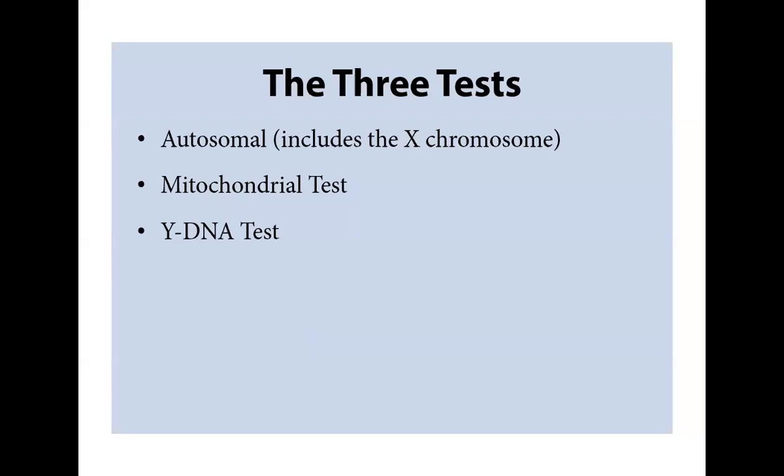Similar to how we see the different types of DNA that exist, there are three main tests out there. There's the autosomal test, which is looking at those 22 chromosomes and also includes the X chromosome. The mitochondrial test, which is looking at the mitochondrial DNA, and the Y DNA test, which is looking at the Y chromosome DNA. So let's talk a little more in detail about these.